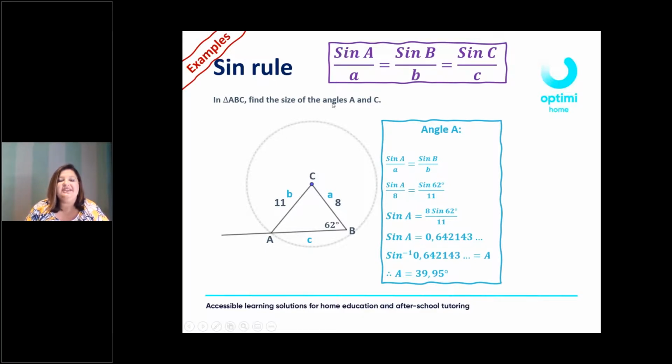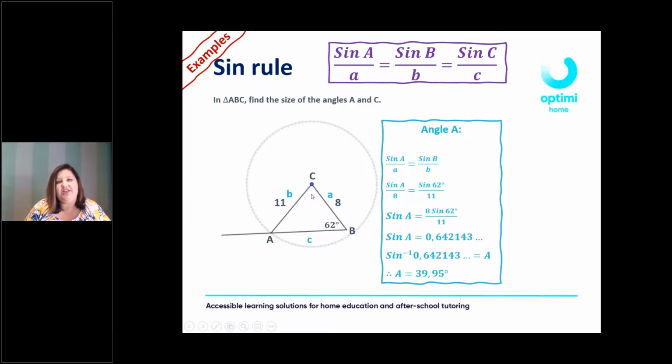They say find the sizes of angle A and angle C. Now, if you look at angle C, it's very difficult to see that I'm going to use this, because I need side C to find angle C, and I don't have side C. And I cannot use Pythagoras to find this side either. But I do have two angles. I need a third one.